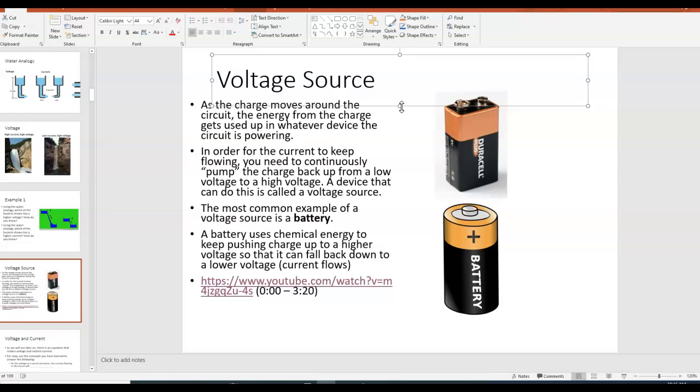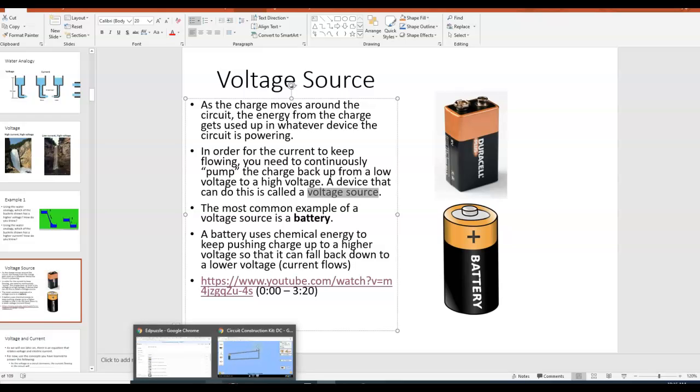I said this before, but basically as the electrons move around the circuit, the energy from those electrons gets used up in whatever is plugged into that circuit, whether you're charging your phone or it's your TV plugged into the wall or whatever. Once that energy gets used up inside the device, the electrons have to be pumped back up to a higher energy level, and for that you have to have what's called a voltage source. You have to have something that basically keeps those electrons moving up to a higher energy level so that they can fall back down and use up their energy.